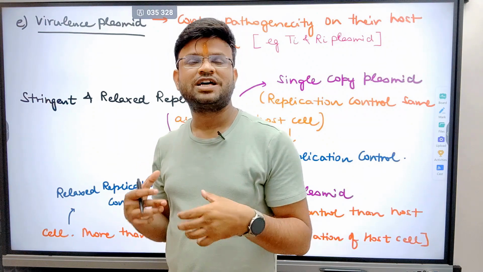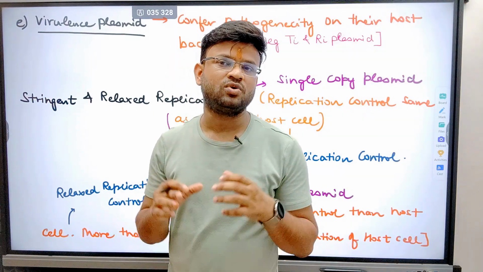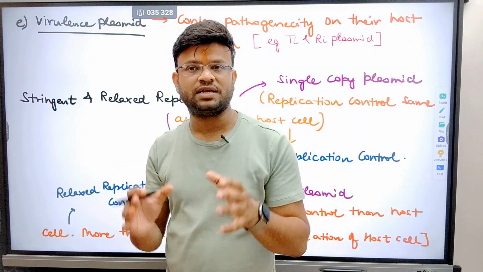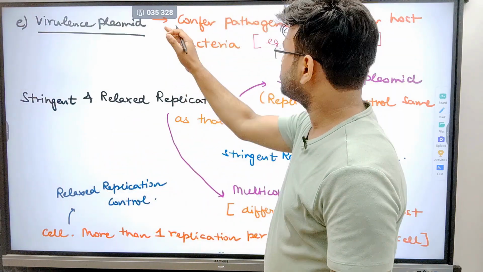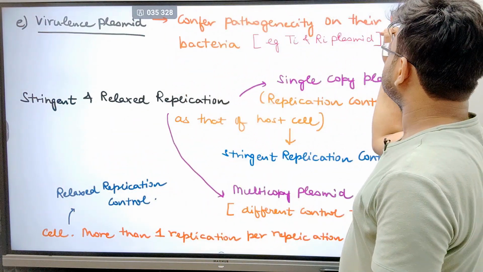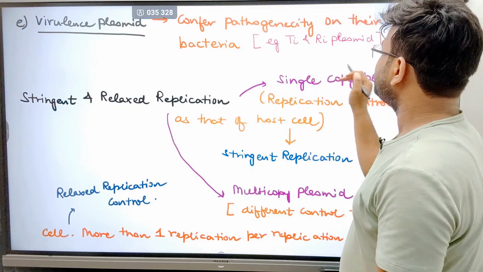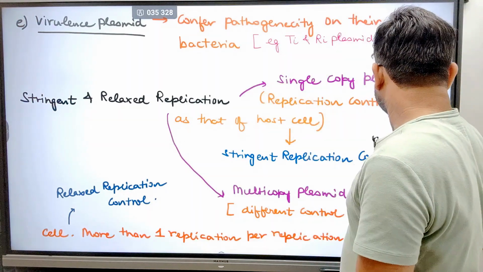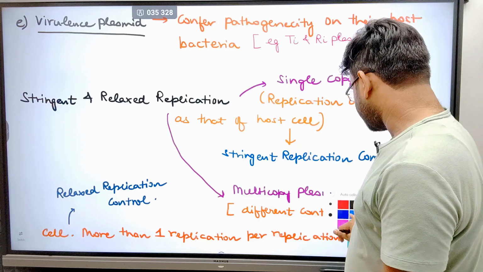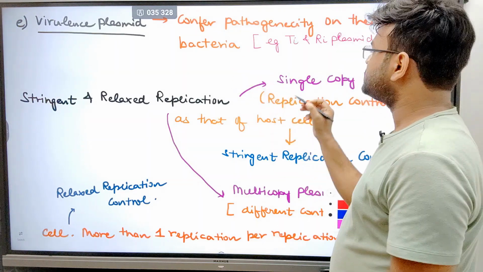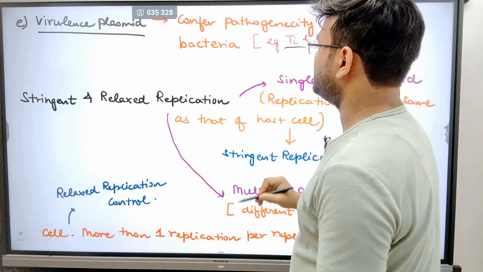There are more chances that the virulence plasmid, if present, will cause disease. If the virulence plasmid is not present, there are chances that no disease will be caused by the bacteria to the host. This is what is written. It confers pathogenicity on their host bacteria, right? So what are the examples of this type of virulence plasmid? The examples are TI plasmid and RI plasmid.